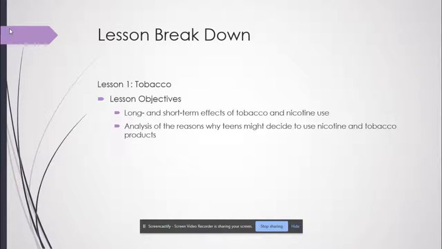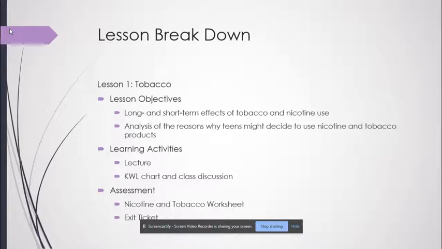Lesson 1 is all about tobacco. The students are going to be learning about the effects of tobacco and nicotine. They'll be learning about this through lecture, class discussion, and a KWL chart. For assessments, I will have a worksheet the students will complete throughout class and hand in at the end. And then in the last 5 minutes of class, the students answer an exit ticket based off the learning targets of the day.